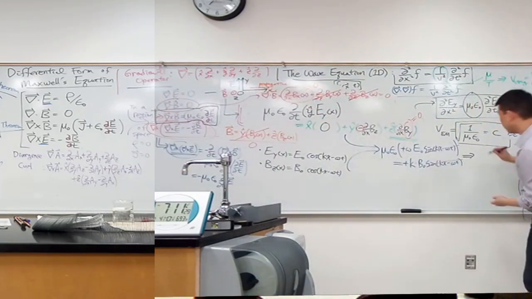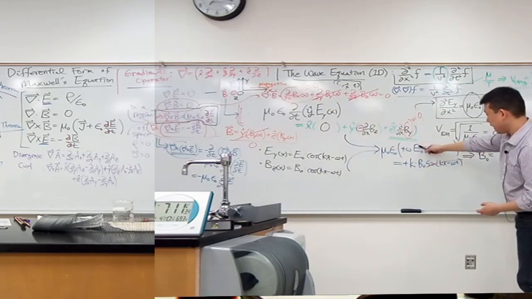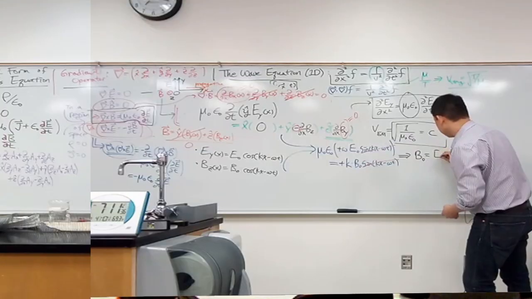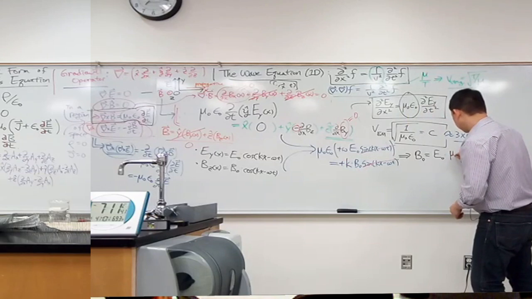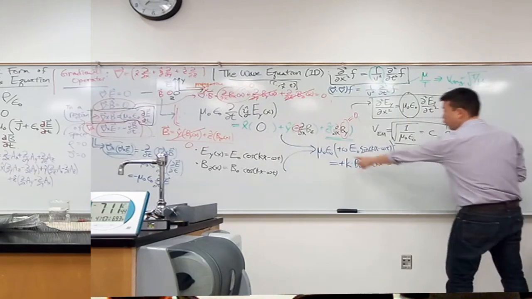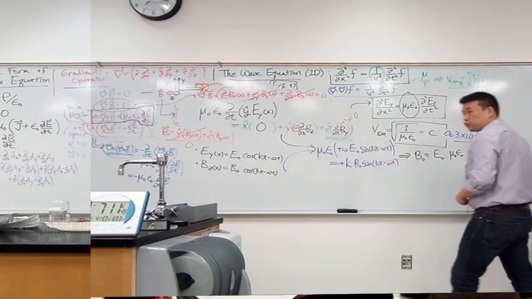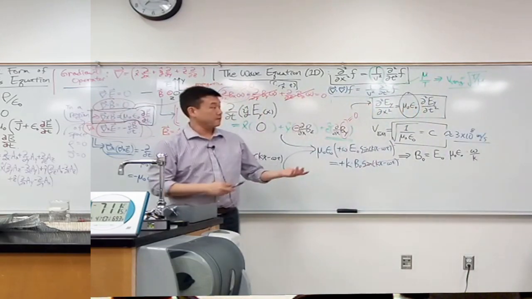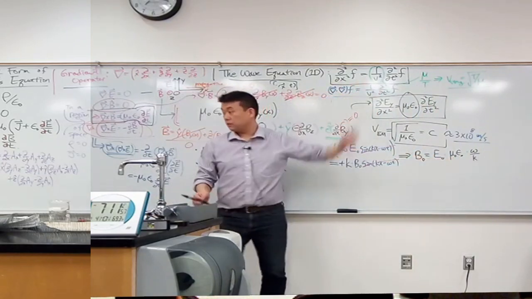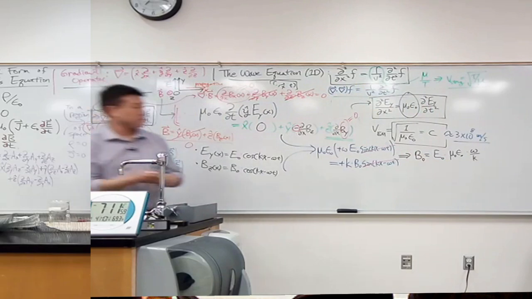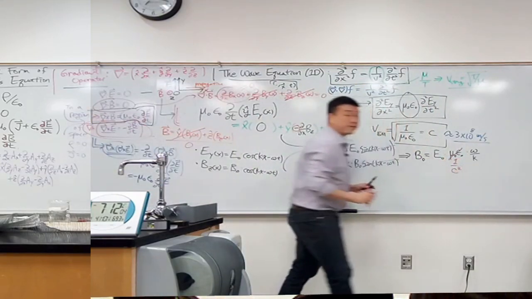The amplitude of the magnetic field oscillation is equal to the amplitude of the electric field oscillation times mu naught epsilon naught, and then omega over k. Let's rewrite these two in terms of the speed of light. We know what mu naught epsilon naught was, right? 1 over the speed of light squared.